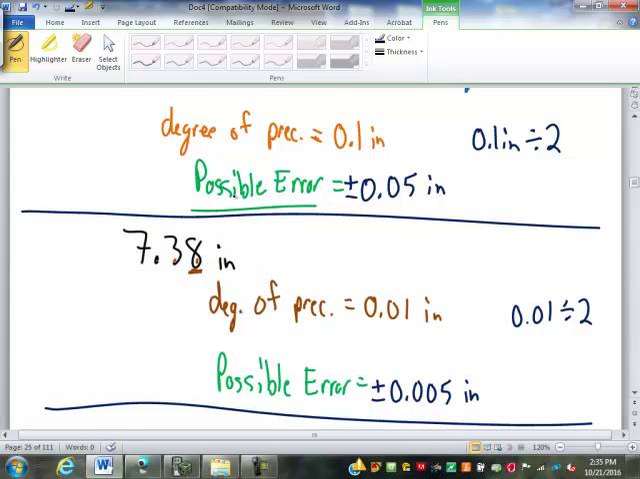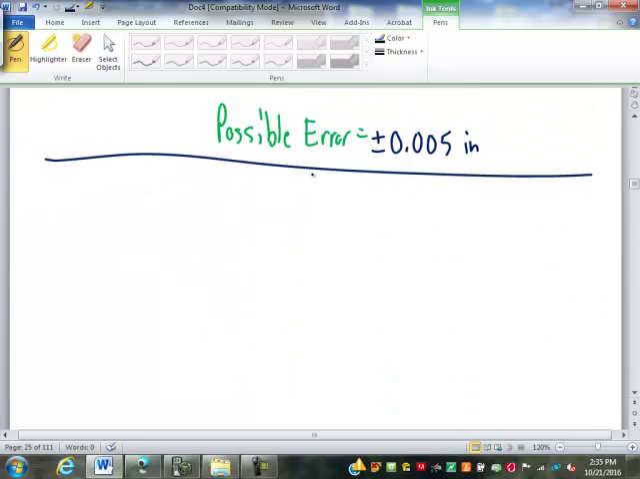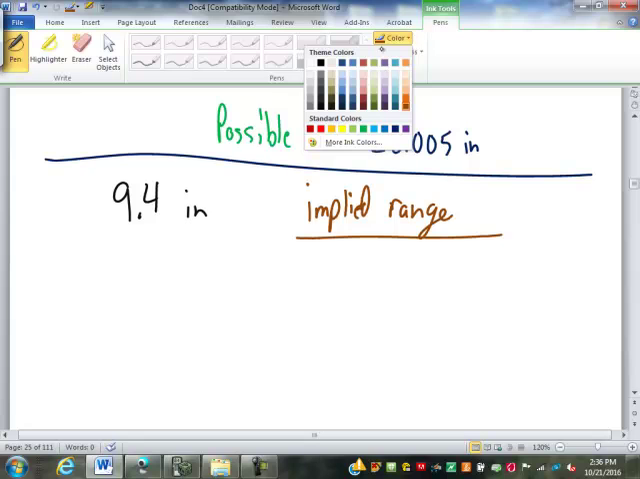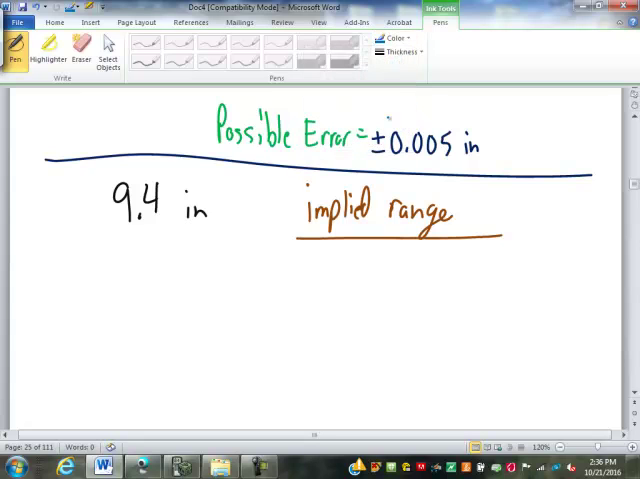So let's look at another measurement here. Let's take 9.4 inches, and I want to find now the implied range. Before, when we were dealing with fractional inches, we had to know something about the ruler to get the degree of precision and the possible error. Now we can get that all right out of the measurement.